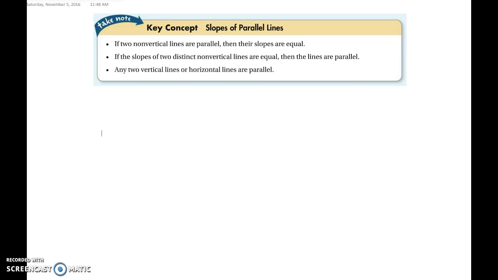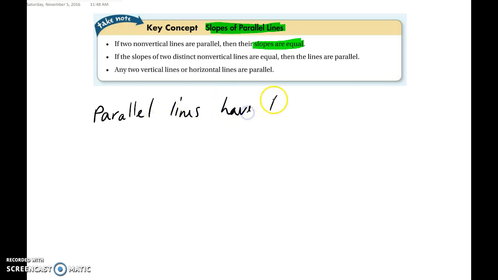So the first thing that we're going to talk about are slopes of parallel lines. All right, and if two non-vertical lines are parallel, then their slopes are equal. One of the things you have to remember is that parallel lines have the same slope. If the slopes of two distinct non-vertical lines are equal, then the lines are parallel.